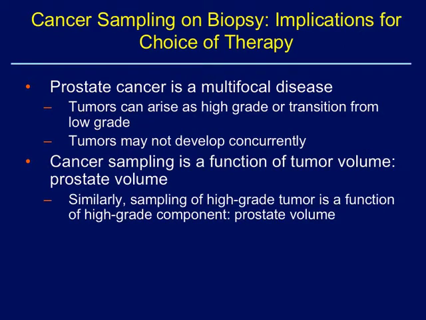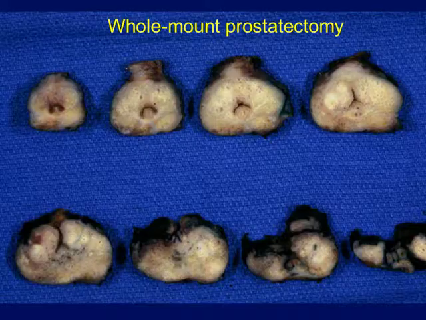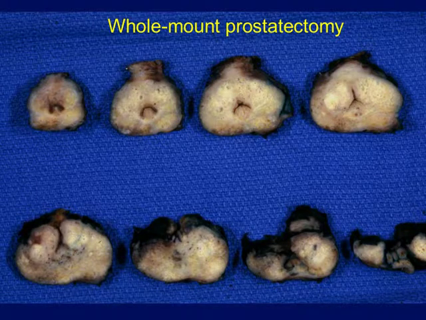Cancer sampling is a function of the tumor volume to prostate volume ratio. The bigger the tumor in a smaller prostate, the more likely you are to hit it with a needle. Small tumor in a big prostate, less likely. Similarly, if we removed all the low-grade component and just look at high-grade, sampling the high-grade tumor is a function of the volume of the high-grade tumor to the prostate volume ratio. So you can miss it. And unfortunately, biopsy may not sample the highest grade. And of course, biopsy is a poor staging tool. Best way to look at this is what we do at our institution. We do whole mounts. I know you do them here too. This is what we do.